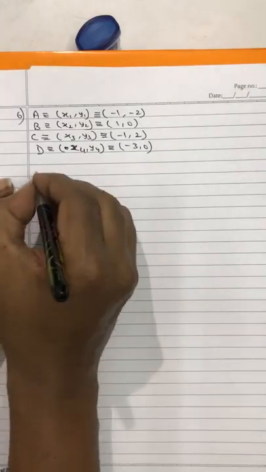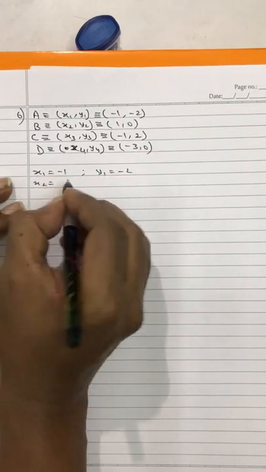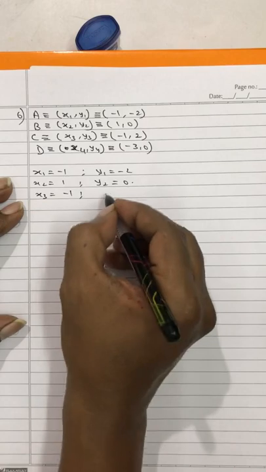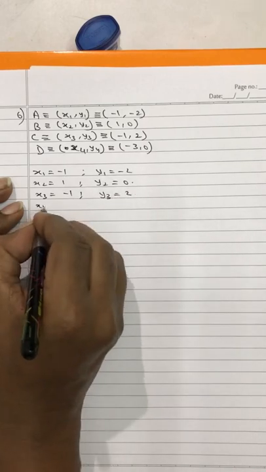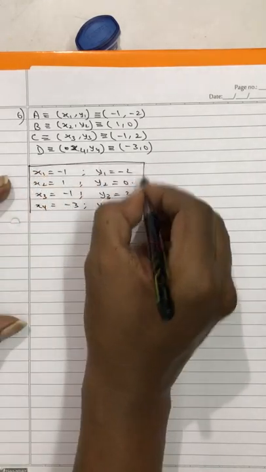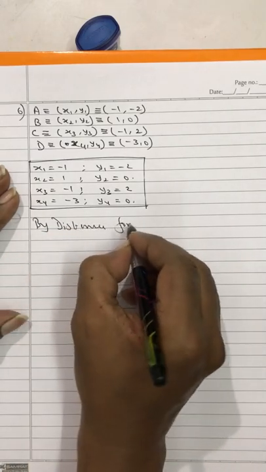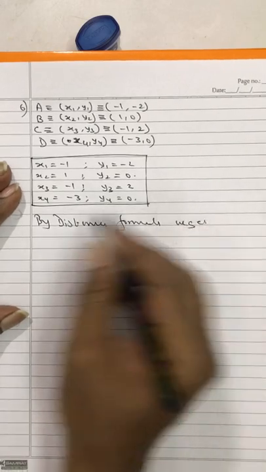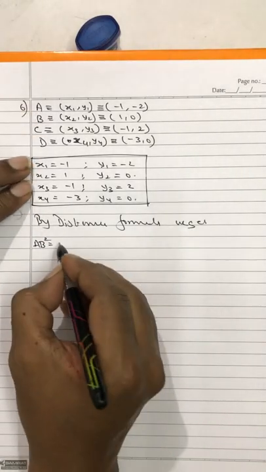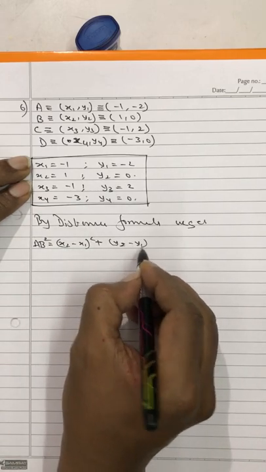So now what do I do? Here x1 is equal to minus 1, y1 is equal to minus 2, x2 is equal to 1, y2 is equal to 0, x3 is equal to minus 1, y3 is equal to 2, x4 is equal to minus 3, y4 is equal to 0. These are going to help you now by the distance formula. First, I will find AB square, which is equal to x2 minus x1 the whole square plus y2 minus y1 the whole square.